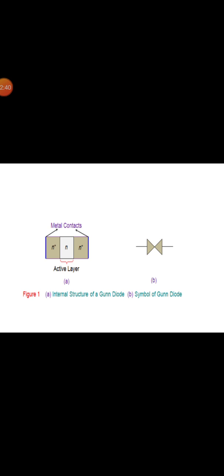So this figure shows the structure and symbol of the Gunn diode. Even though there is no PN junction, it is called a diode with respect to the positive and negative terminals of the DC bias applied. As the DC bias is increased, the current through it also increases gradually. And when the DC voltage increases sufficiently to produce an electric field of 3.3 kilovolt per meter, the current decreases with increase in voltage. This results in a negative resistance effect. So this negative resistance property is used to produce oscillations at microwave frequencies.